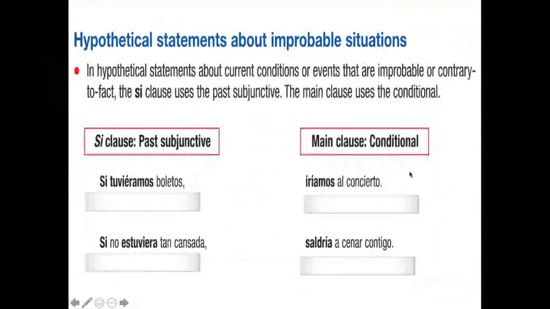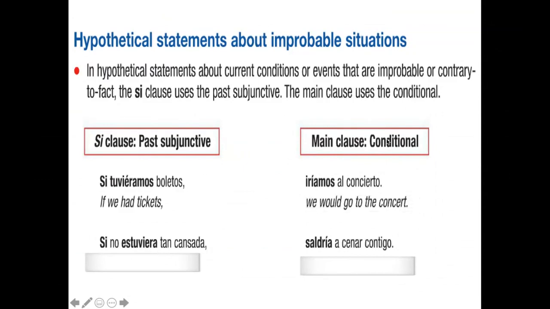Something like this. Hypothetical statements about improbable events. No? Something like this: si tuviéramos boletos, if we had tickets, iríamos, we would go to the concert. Iríamos, no? This is the conditional tense that we already covered. Iría, irías, iría, estudiaría, estudiarías, estudiaría. Volaría, compraría, escribiría. So here you use the past subjunctive, no?